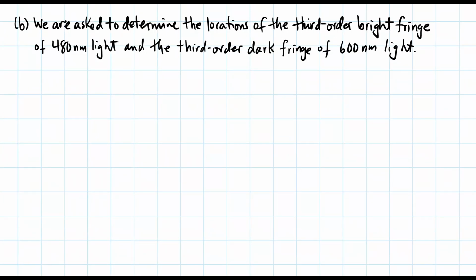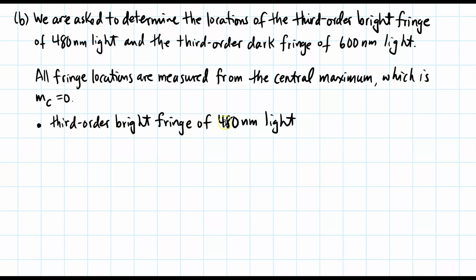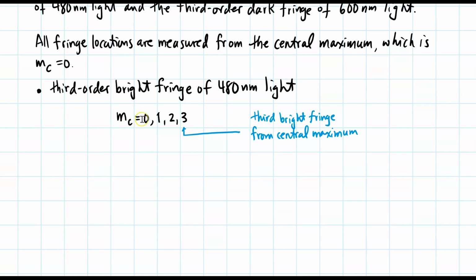B. We are asked to determine the locations of the third order bright fringe of 480 nanometer light and the third order dark fringe of 600 nanometer light. What do these mean in terms of mC and mD? All fringe locations are measured from the central maximum, which is mC equal to 0. If I talk about the third order bright fringe of 480 nanometer light, when I look at the mC values here, the 0 doesn't count, so it's got to be 1, 2, 3, so that's the third bright fringe from the central maximum.